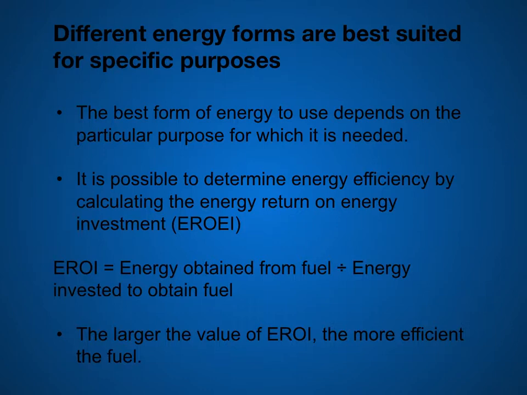So the EROEI is calculated as follows: energy obtained from the fuel divided by the energy invested to obtain the fuel. So for example, in order to obtain 100 joules of coal from a surface coal mine, 5 joules of energy is expended. Therefore, EROEI equals 100 joules divided by 5 joules, and I get 20. As you might expect, a larger value for EROEI suggests a more efficient and more desirable process. So, we can talk about that. There are lots of movies on that following this unit.